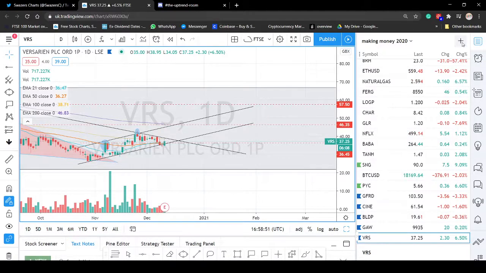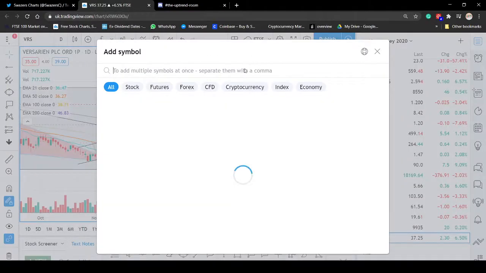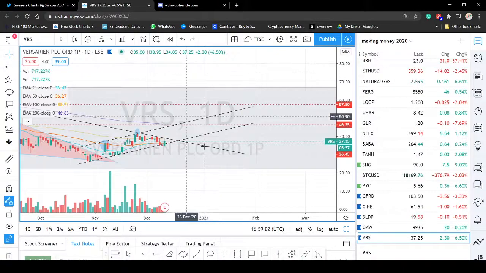I just wanted to choose DEV as an example and VRS as an example because this stuff is very, very powerful.